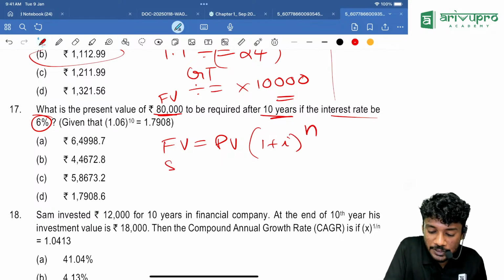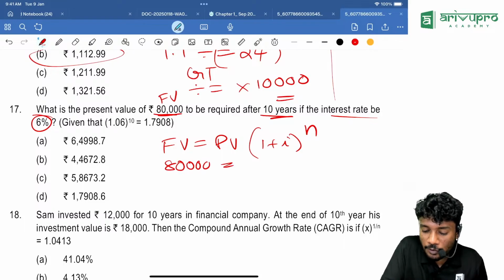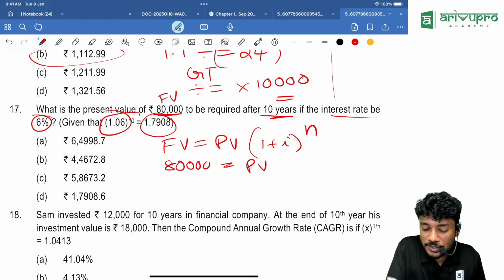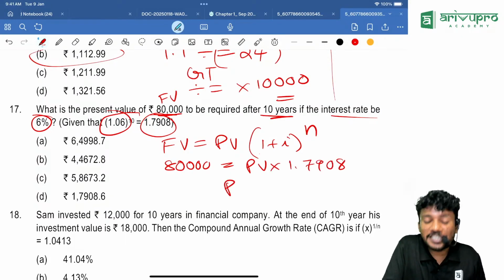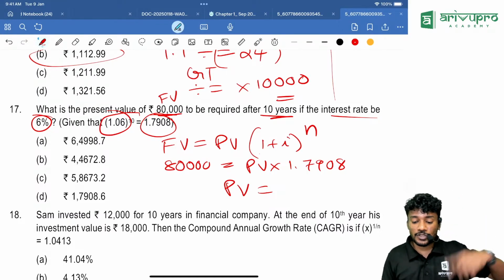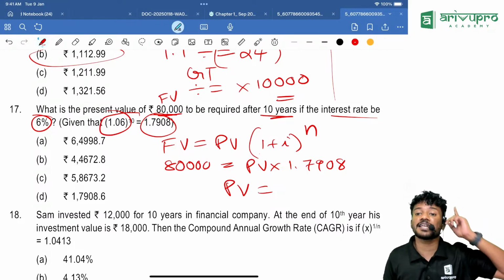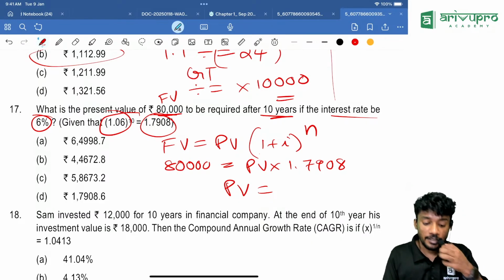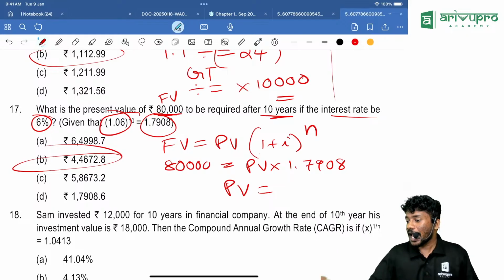So, future value is how much? 80,000, which is equal to PV into (1 plus I) to the power N. That is given as how much? PV into 1.7908. From this, present value is how much? 80,000 divided by 1.7908. How much did you get? Option B is our answer.